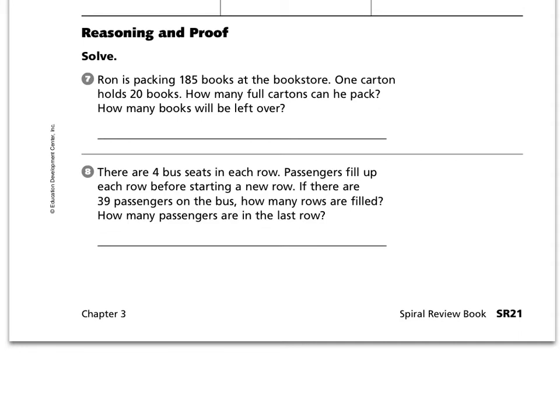Ron is packing 185 books at the bookstore. One carton holds 20 books. How many full cartons can he pack? How many books will be left over? So we need to circle the important information or underline it. I know that there's 185 books total. And I know that one carton will hold 20 books. So I need to figure out how many cartons I'm going to have full.